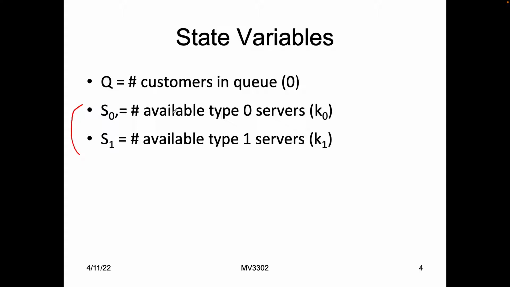But now let's look at, say, the number of available servers of type 0. What could cause that to change? Well, if we start service on a server of type 0, that will cause the number of available servers of type 0 to decrease by 1.